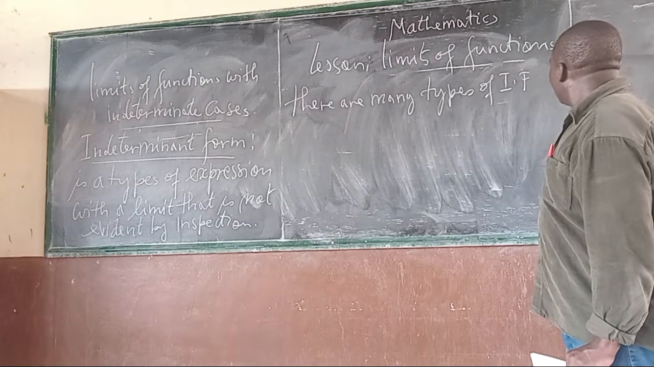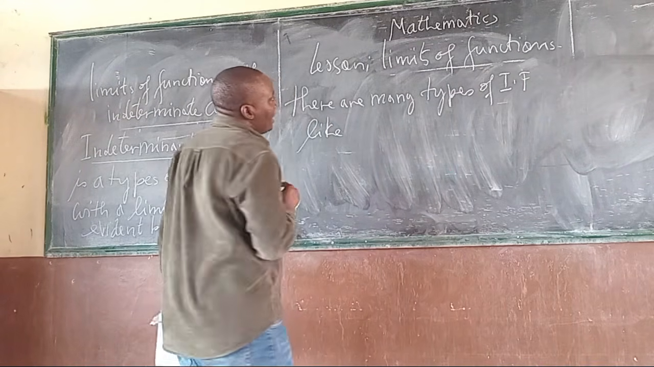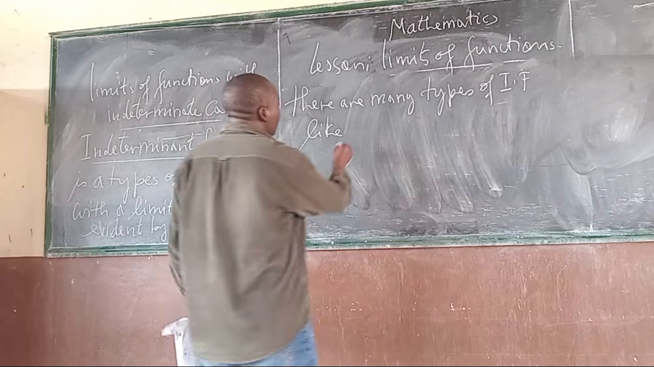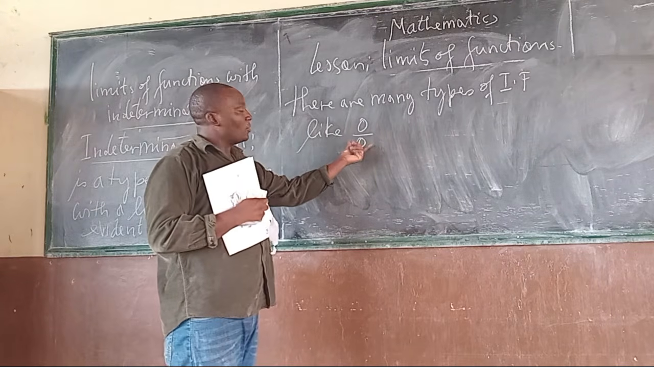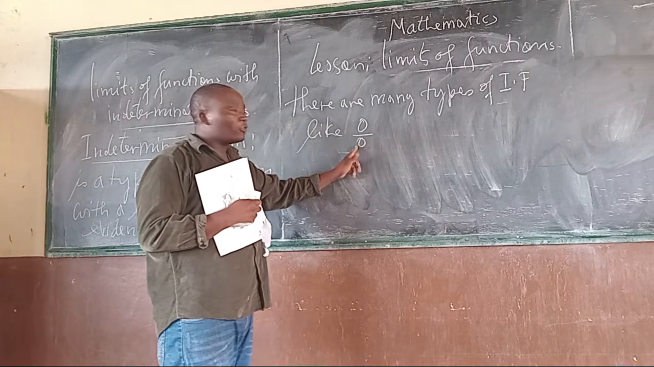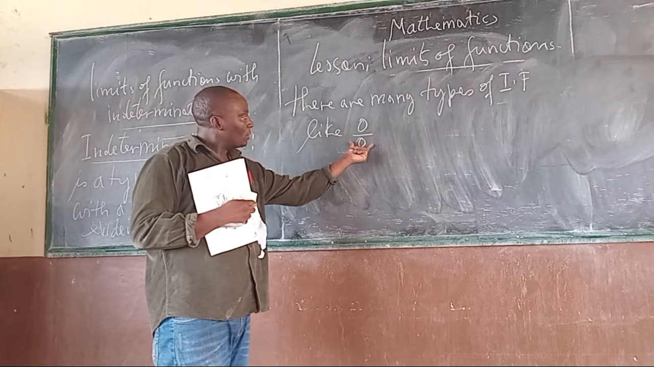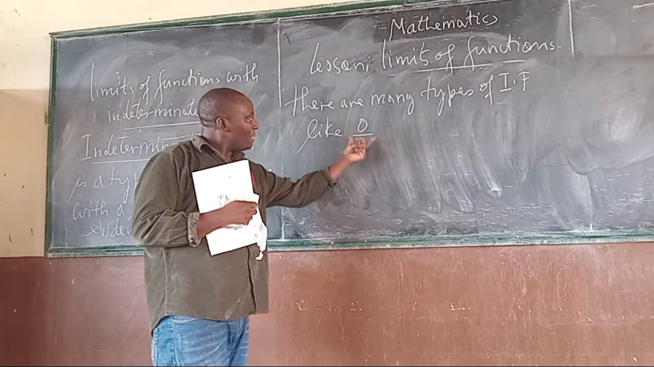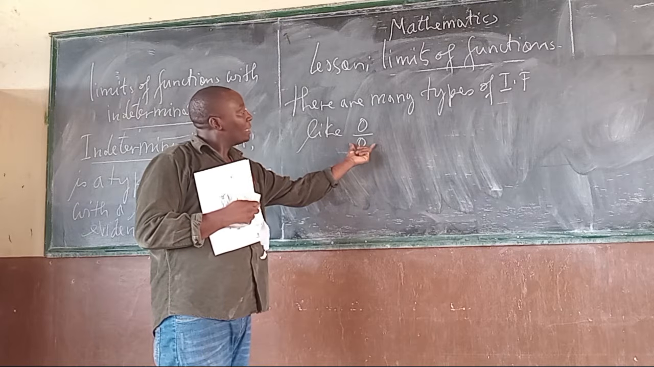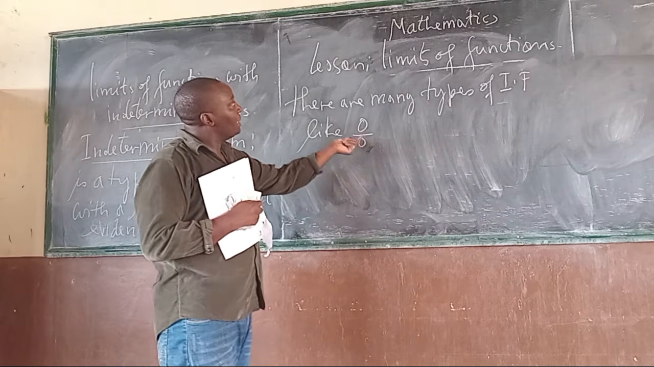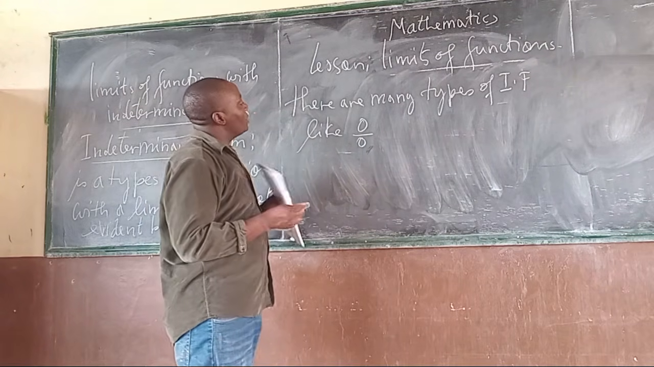Among those many types of indeterminate form, the first one is 0 out of 0. In mathematics, when we get 0 out of 0, then don't say 0 out of 0 is equal to 1. No. How can 0 with another 0 give you 1? This form in mathematics cannot have a clear meaning. This is why we call it an indeterminate form, a form without a meaning.